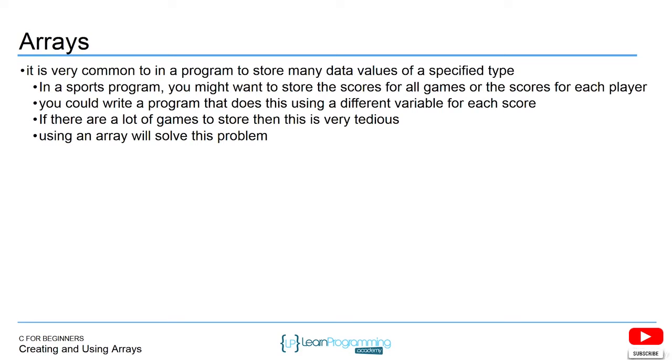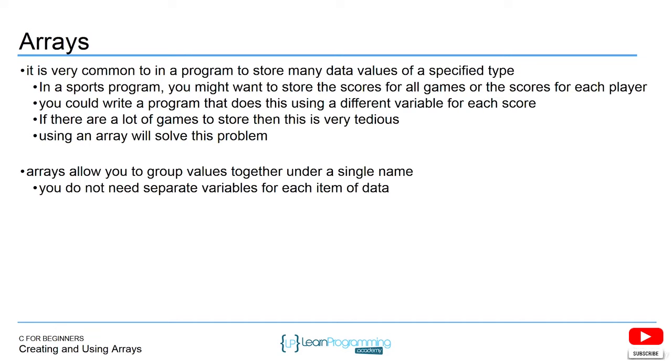So this is where an array comes into play. An array will solve this problem. You don't have to create 162 variables. You can create a single variable and access it a certain way. So arrays allow you to group values together under a single name. You don't need separate variables for each item of data. So it's going to allow you to become a much more efficient programmer.